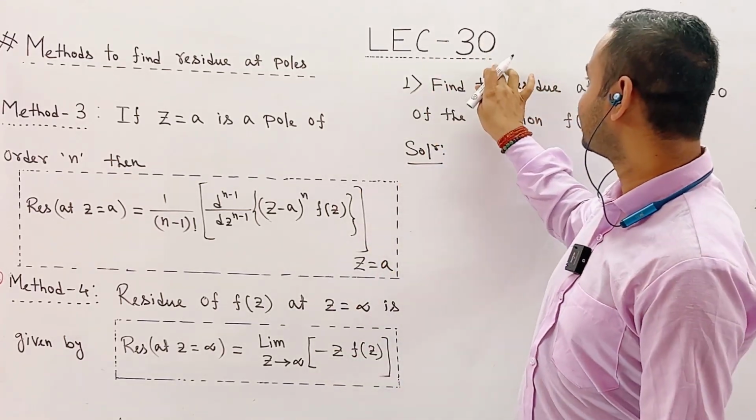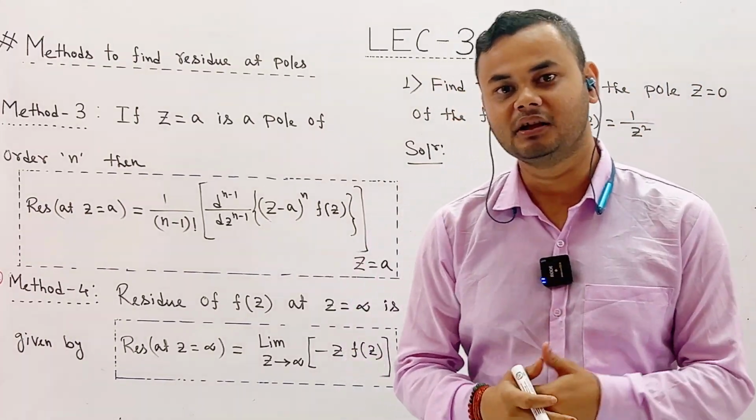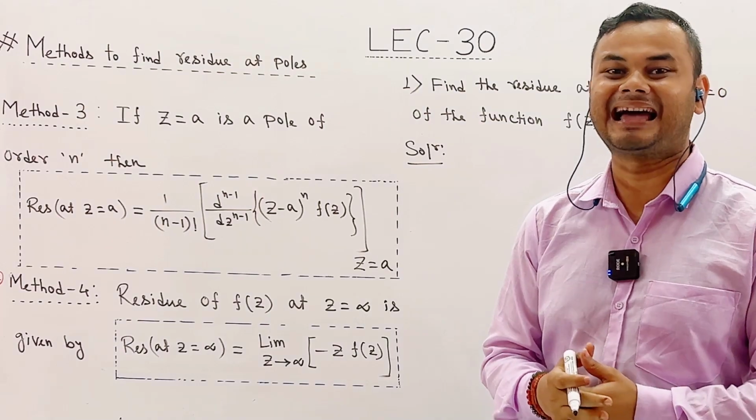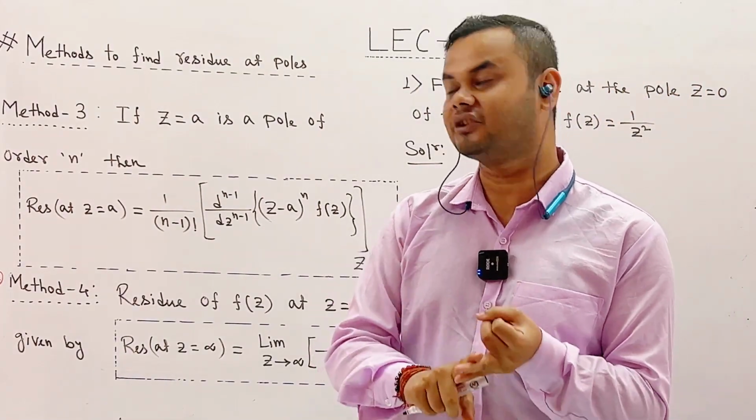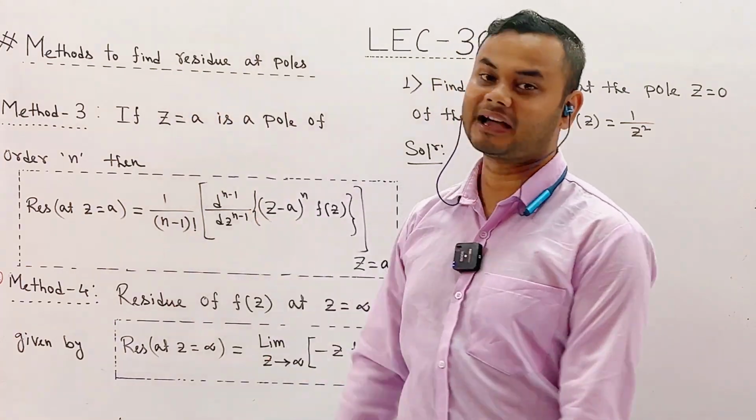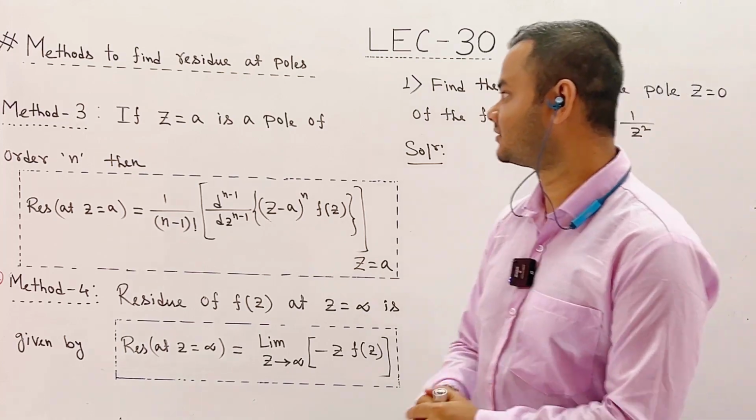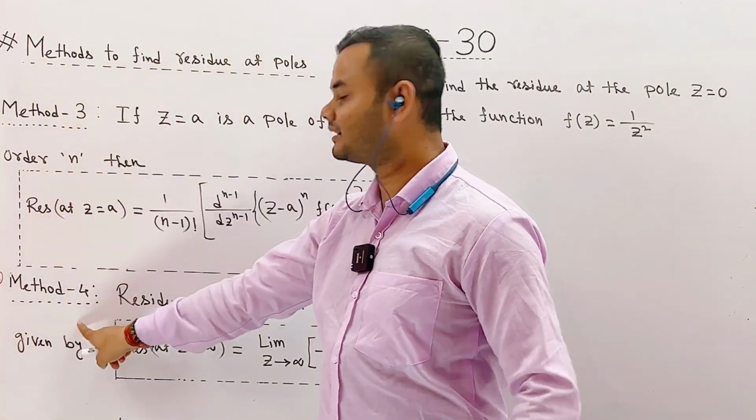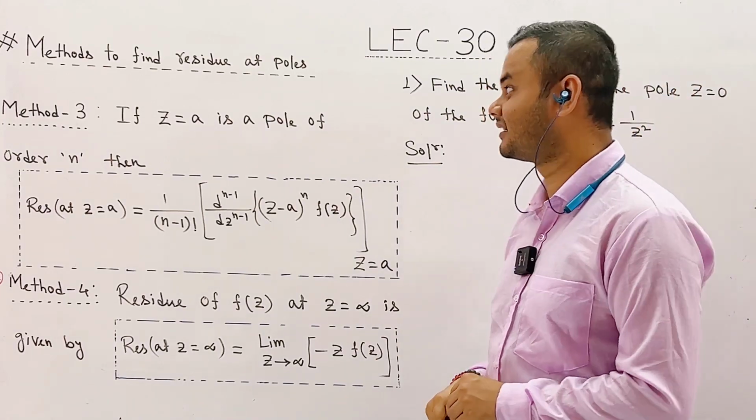This is lecture number 30 on complex analysis and it is the continuation of the last video. Students, in my last video, I had explained a total of two methods, that means method number 1 and method number 2, for finding residue at poles. In this video, I will be explaining the remaining two methods, that means method number 3 and method number 4, with examples. So, without wasting time, let's get started.